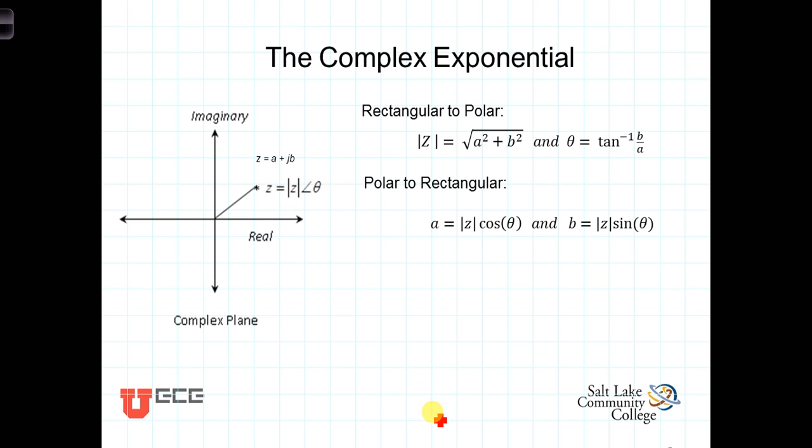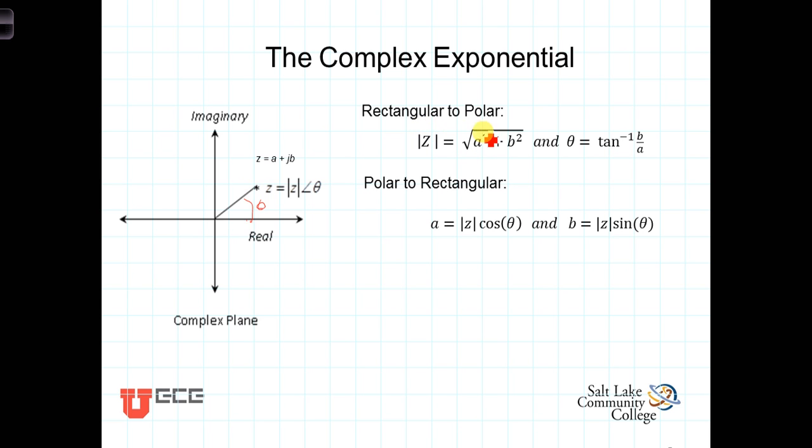As we've seen, we can represent complex numbers in terms of either a rectangular manifestation with a real plus an imaginary part, or z equals a plus jb. We can also represent it in polar form, where we have an angle theta, an orientation from the horizontal axis, and the magnitude of z being the distance from the origin out to the point. And I've redrawn here the equations that relate the polar and rectangular coordinates.